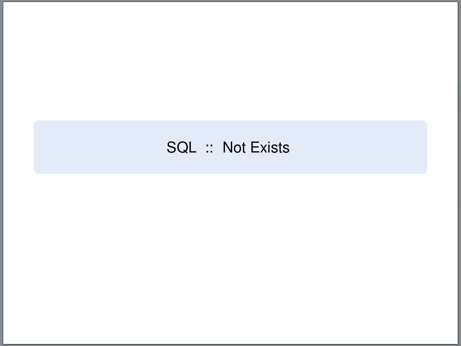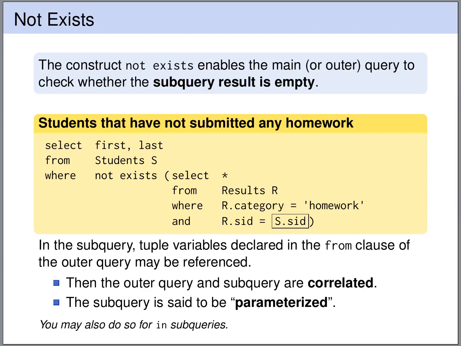Using exists or not exists, we can check in SQL whether the result of a subquery is empty, so whether the subquery has returned any rows. Here we have an example query that returns the students that have not submitted any homework. A few slides back we have seen how this can be solved using not in. Now we are solving it using not exists. And the not exists is true if the result of this subquery is empty.